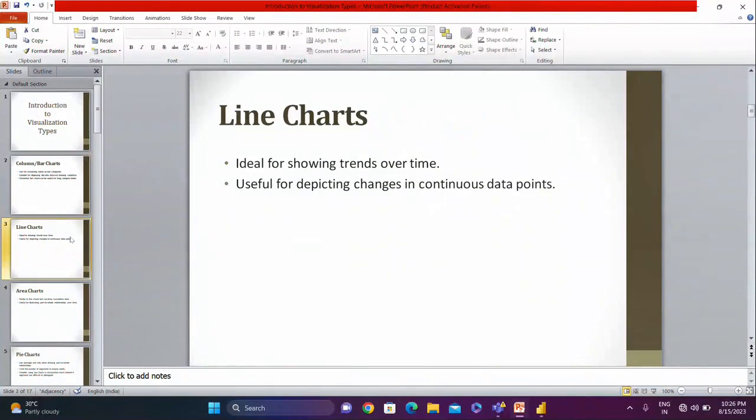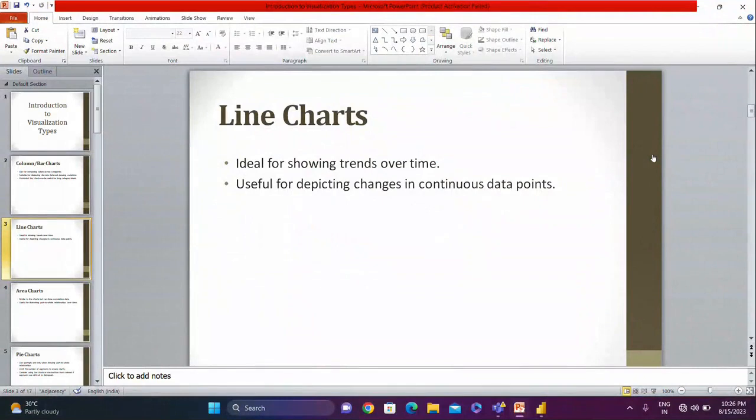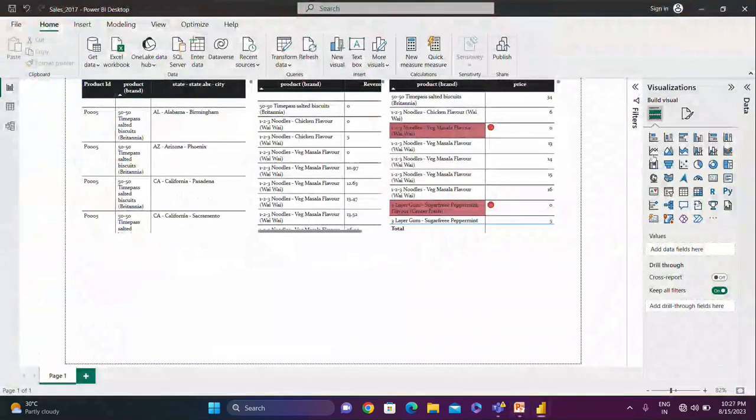Now let's go ahead with our second visualization format, that is the line chart. When is it ideal to use a line chart? A line chart is ideal when we have to show trends over time, and it is also useful for depicting changes in continuous data points. How does the line chart look? Here you can see that in our second line, the first one is the line chart. There are two different lines going up. Like we discussed, it can help us show trends over time and depict the change in continuous data points. This is the work of a line chart.